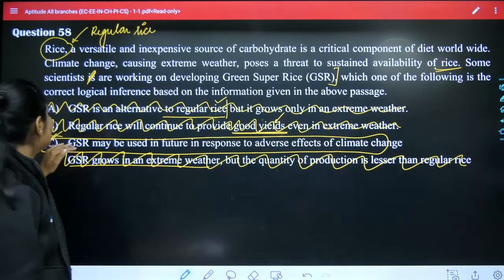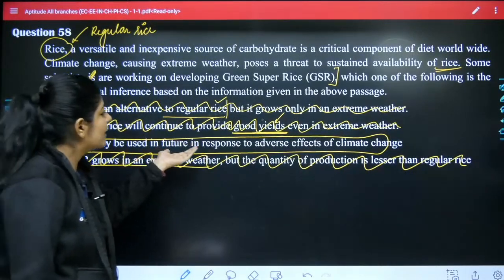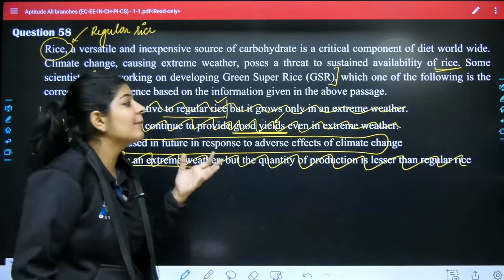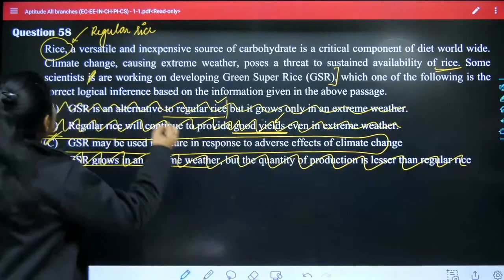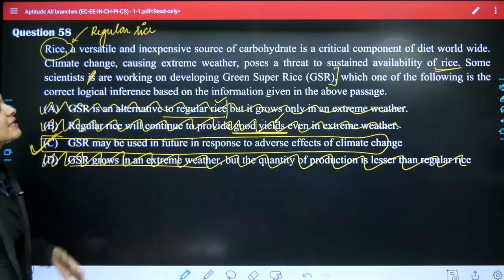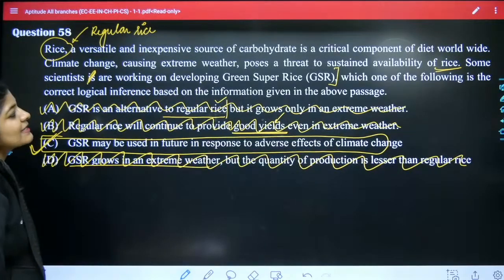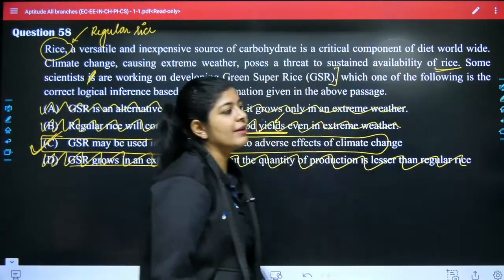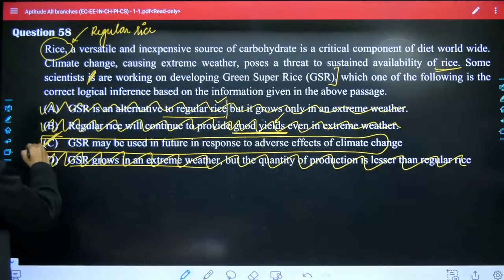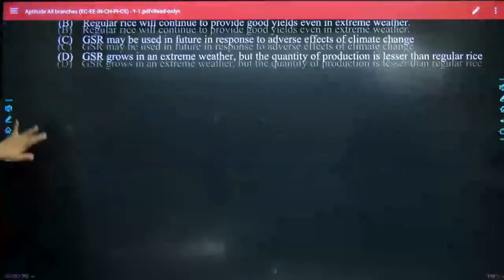As we can say, GSR may be used in future in response to the adverse effects of climate change. Yes, that's why the scientists are preparing that. Because of the climate change and extreme weather, there is a threat to sustainable availability of regular rice. So the correct answer is option C. This is a very easy question. Now let's move to the next question.